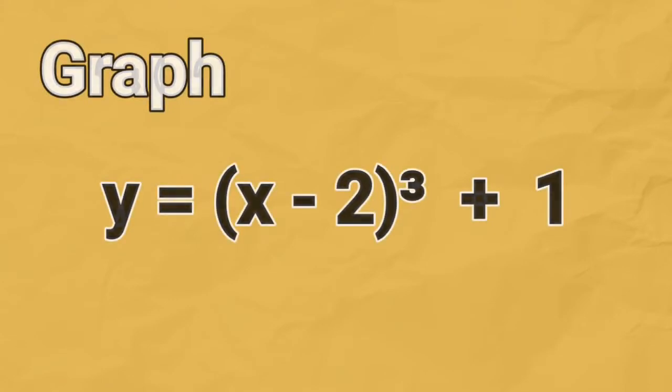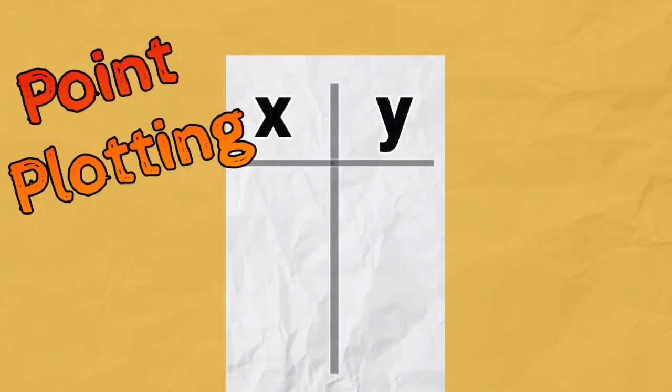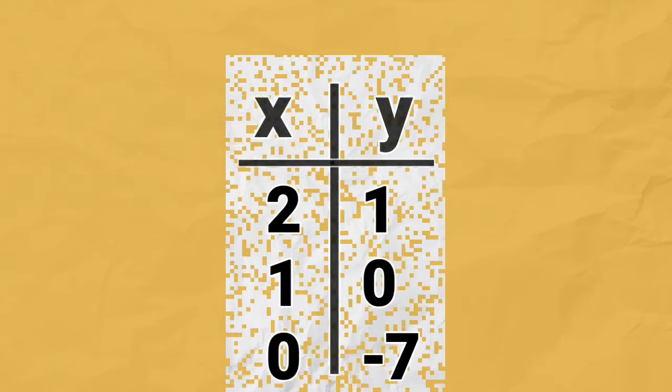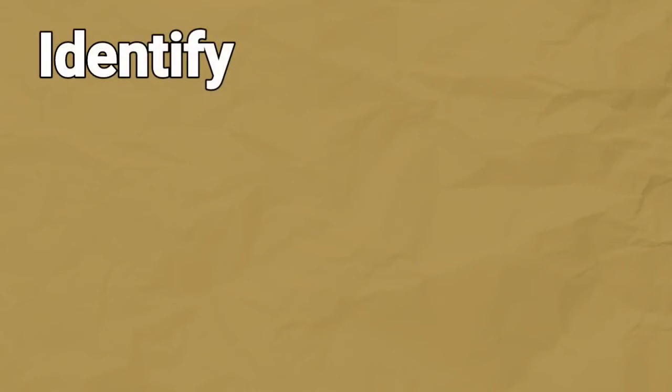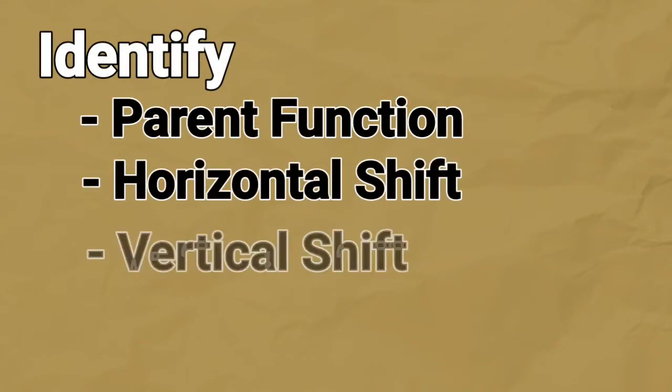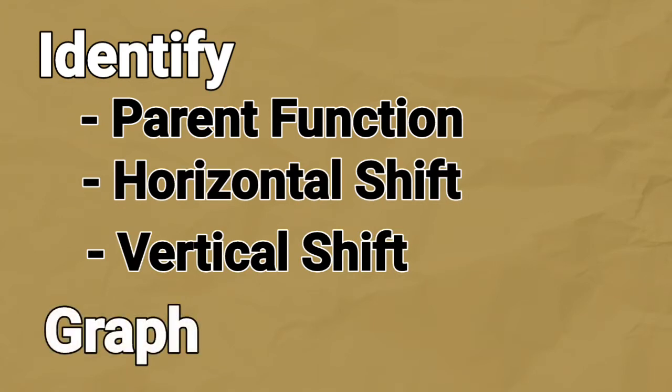If you were asked to graph this equation, you could use the point plotting method. But today we're going to learn another method. In this lesson, we're going to identify the parent function, any horizontal and vertical shifts, and then we're going to use that information to graph the equation.